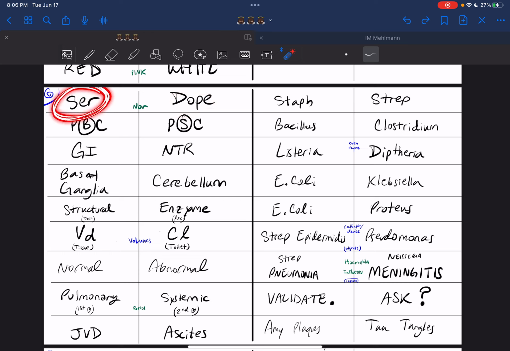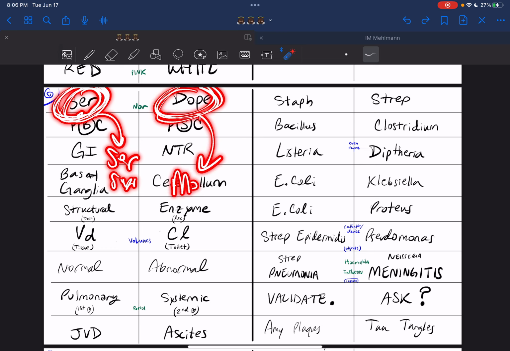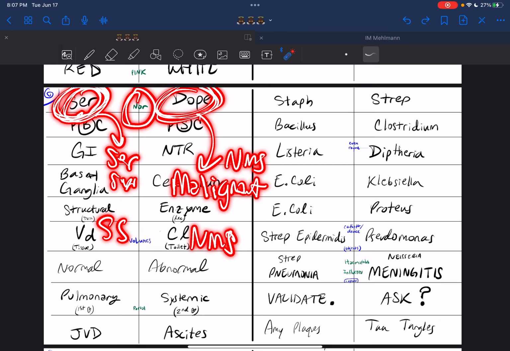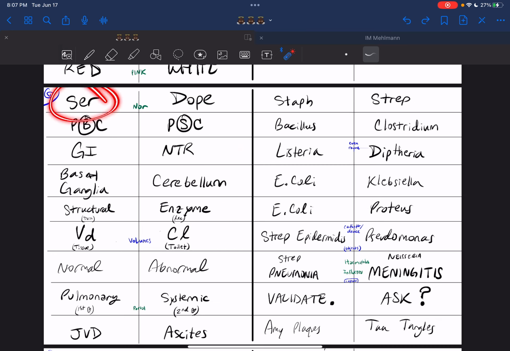These are the two big important ones: serotonin, which can cause serotonin syndrome, and dopamine, which can cause neuroleptic malignant syndrome, NMS. SS versus NMS. Norepinephrine doesn't cause an exciting thing like that. Another reason why it's the odd man out. So the two most important ones are serotonin and dopamine, then norepinephrine's like a sidekick.